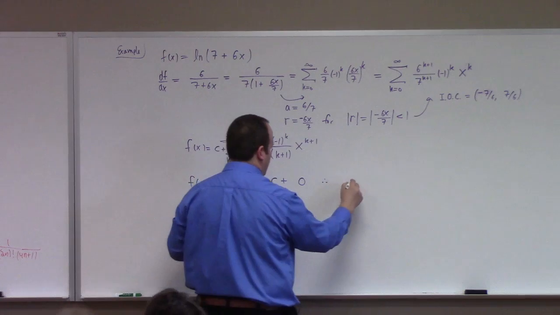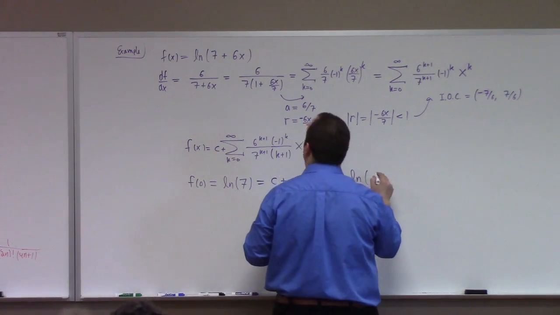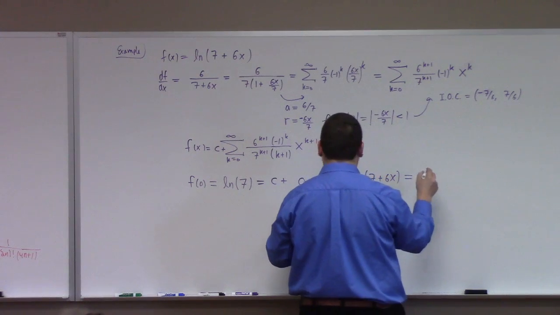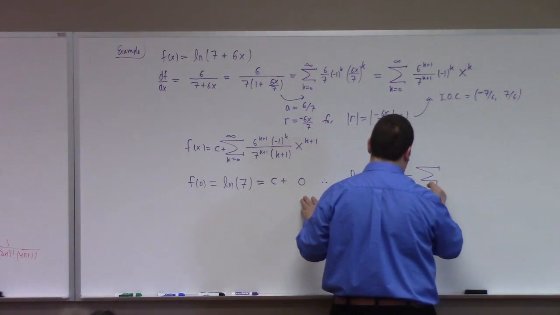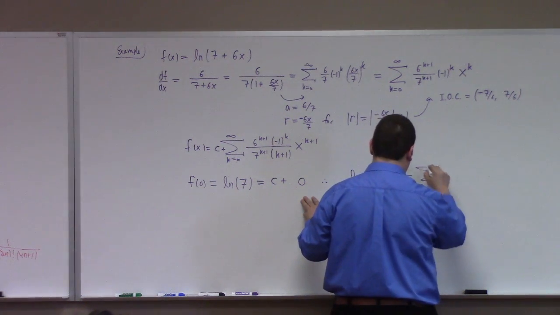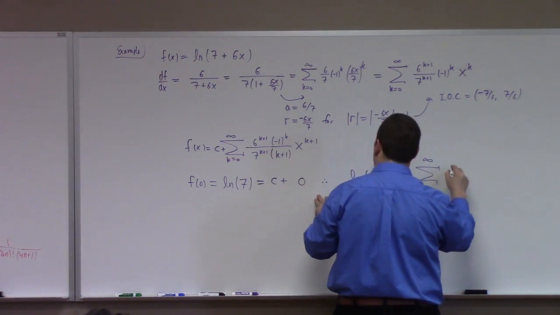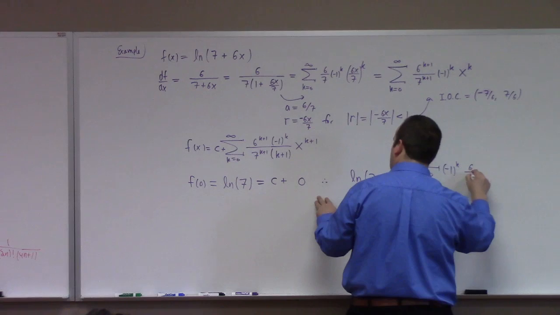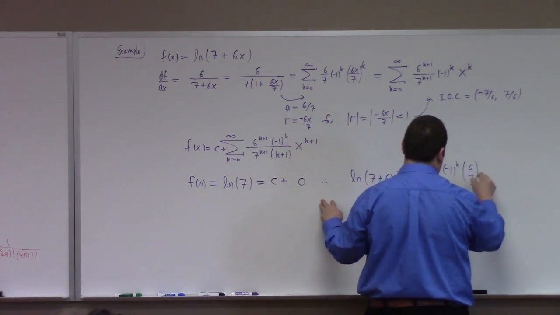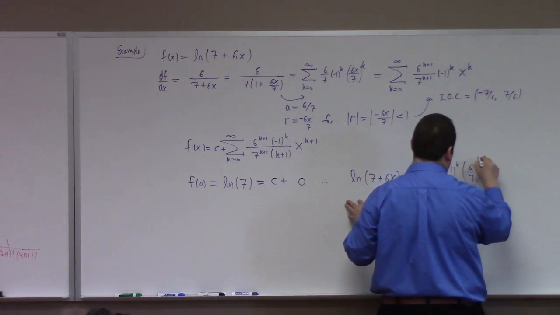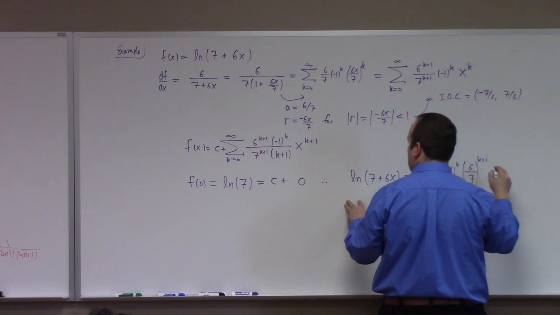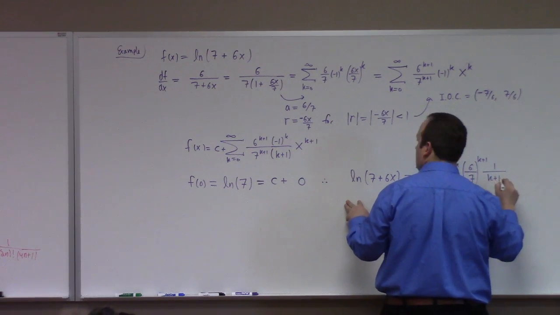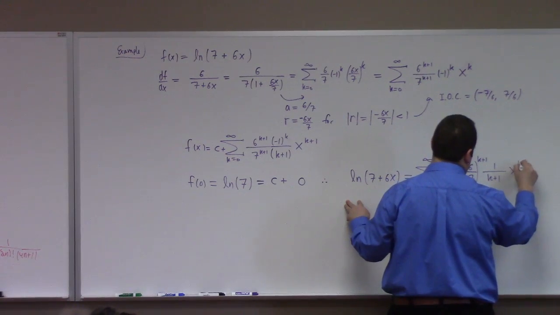So, there you go. Natural log of 7 plus 6x is equal to this lovely series, k equals 0 to infinity, minus 1 to the k, I'll put that first. And I'll write 6 over 7 because it just seems right: 6 over 7 to the k plus 1 power, times 1 over k plus 1, times x to the k plus 1. There you go.